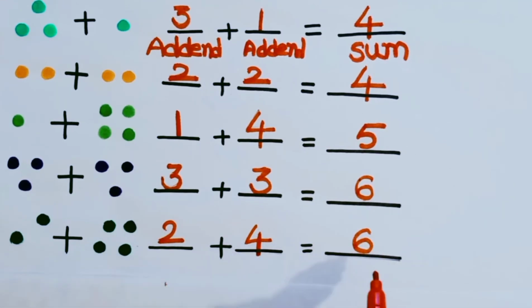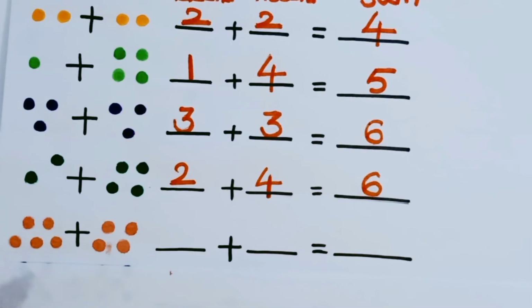2 plus 4 equals 6. The sum of 2 and 4 is 6. Now look at the next addition equation.